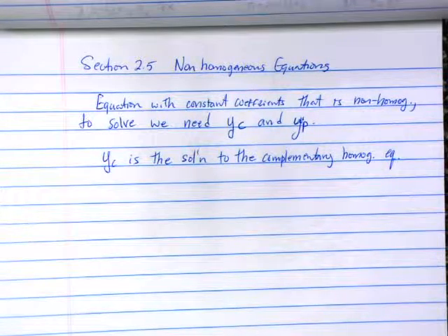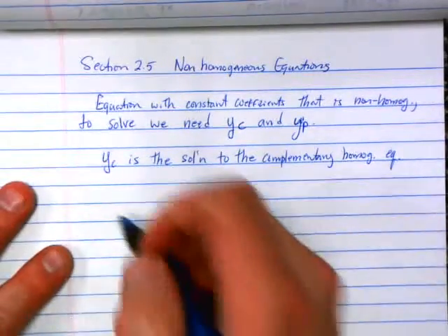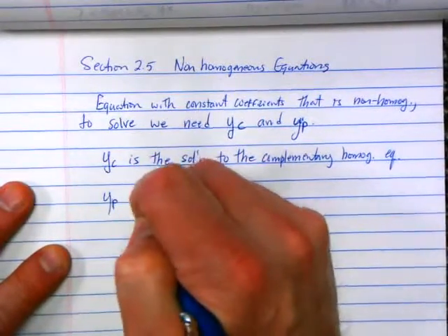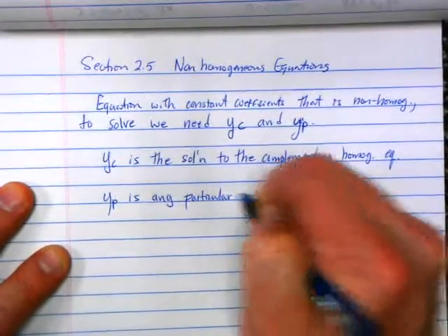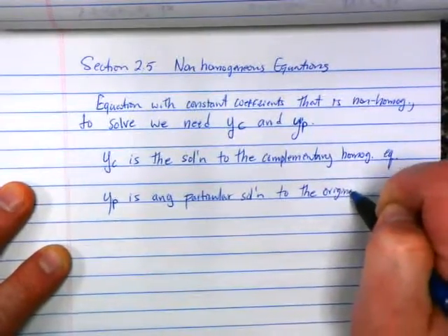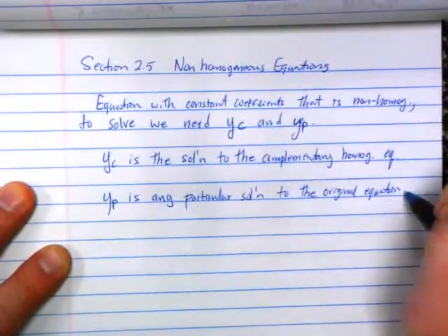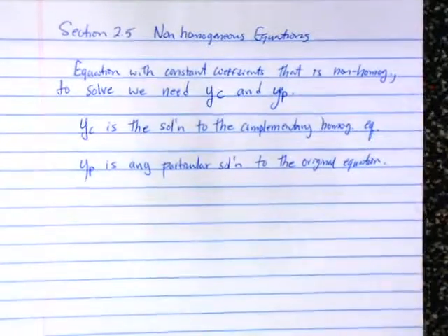And we know everything there is to know about finding y sub c. We factor, we find our r values. If our r's are real, we get e to a power. If r's are complex, we get some sines and cosines. We know how to do that. The hard part, what we don't know yet, is finding y sub p. Y sub p is any particular solution to the original equation. And that's really what we don't know how to do yet.